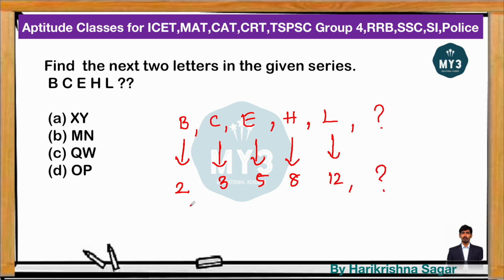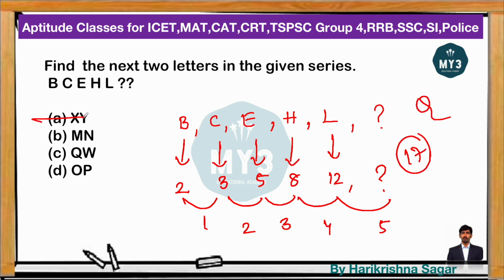To find that, I am going with the level of difference. Difference of 1, difference of 2, difference of 3, difference of 4. That means the next one will maintain a difference of 5. 12 plus 5 is 17. 17th alphabet is Q. That means your answer choice should start with Q. Mark it as option C. And if you want to find the next term, after that it will maintain a difference of 6. 17 plus 6 is 23. 23 is nothing but W.